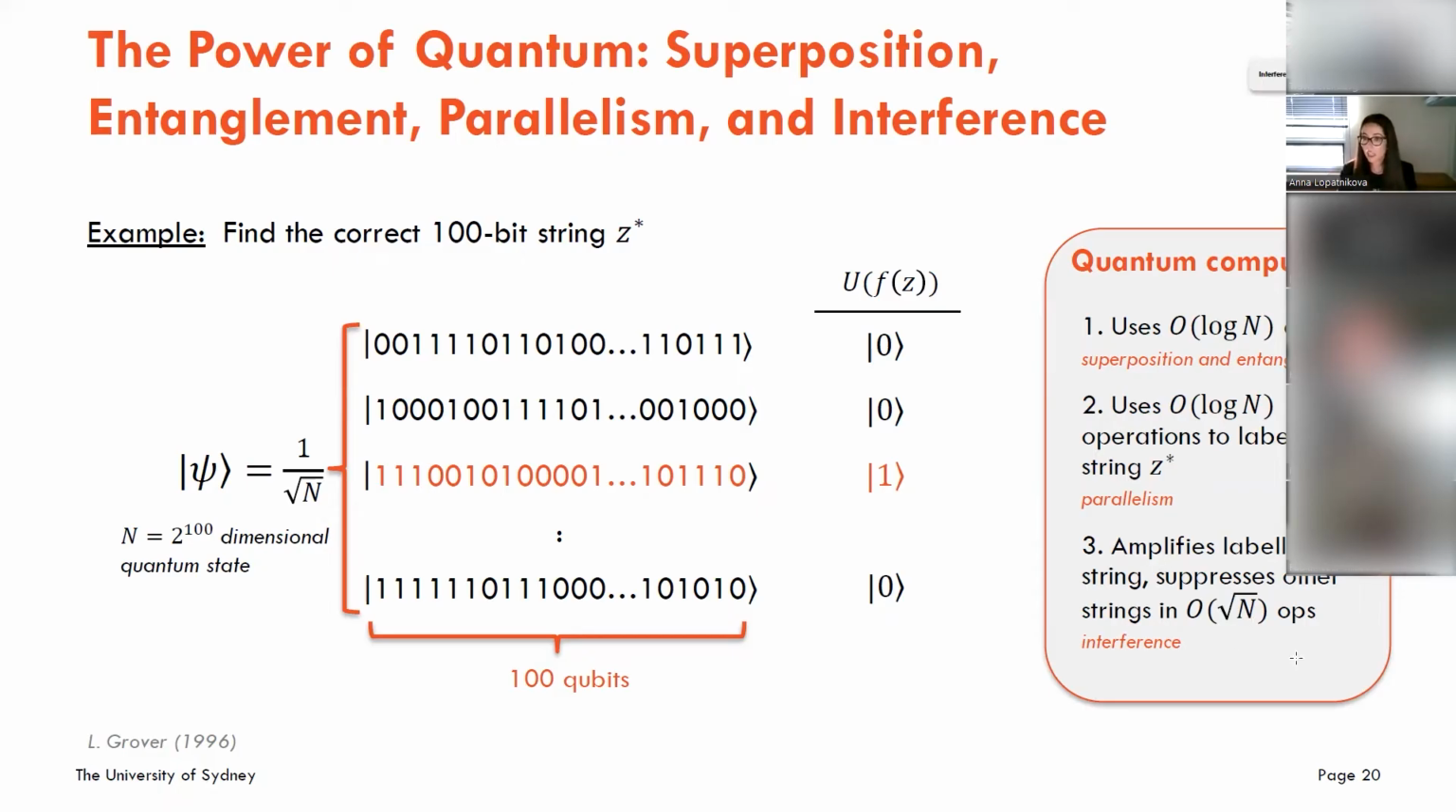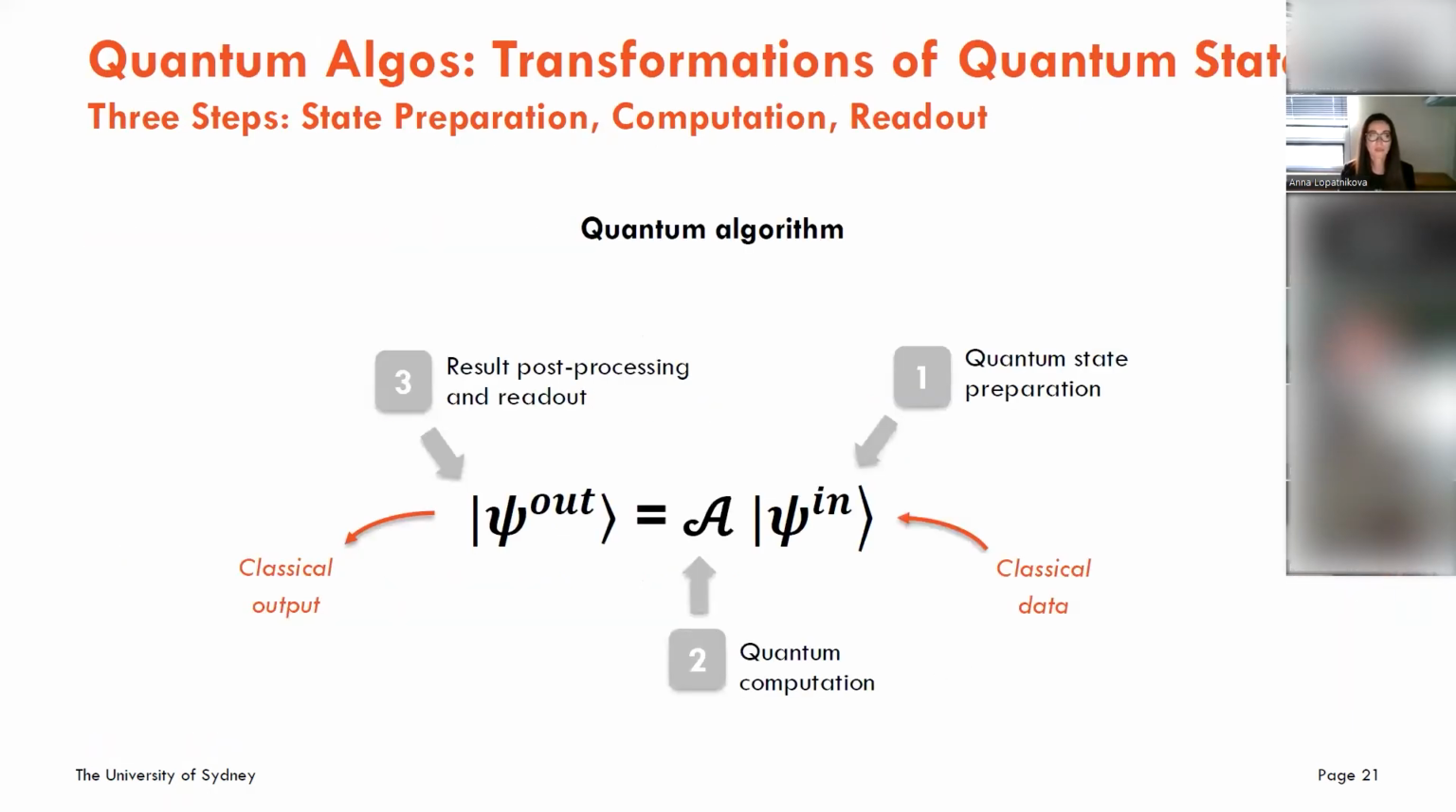This amplification can be done only because of interference. So the search problem can give quadratic speed up over a classical computer because of superposition and entanglement, because of parallelism, and because of interference. Right? In general, I showed you one quantum algorithm. The general quantum algorithm consists of 3 parts.